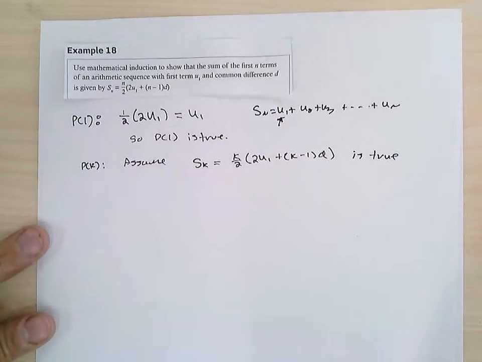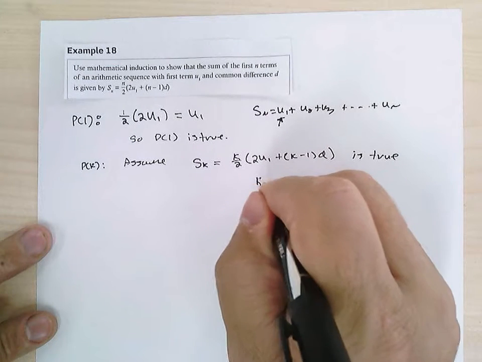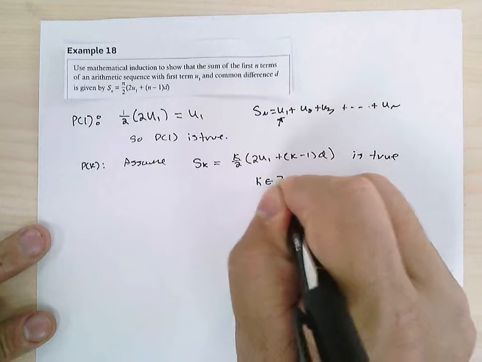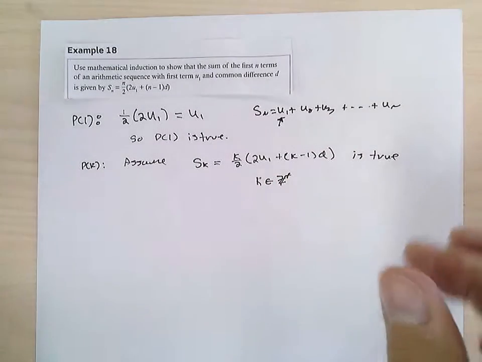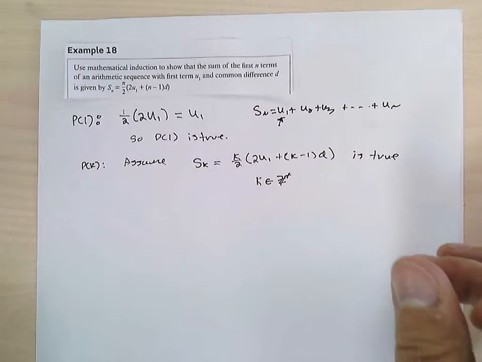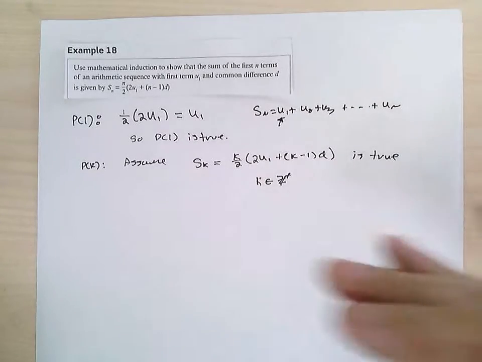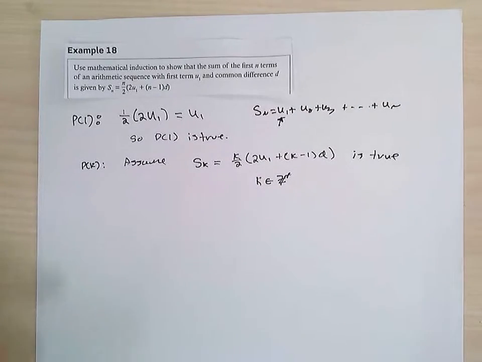And I did forget one thing. k is an element of the positive integers too, and that's very important. You have to give restrictions on your variables if there are any. So k could be any positive integer, so I have to write that.